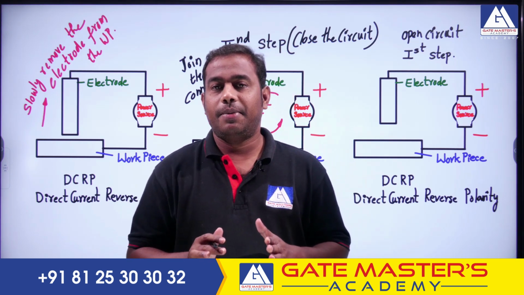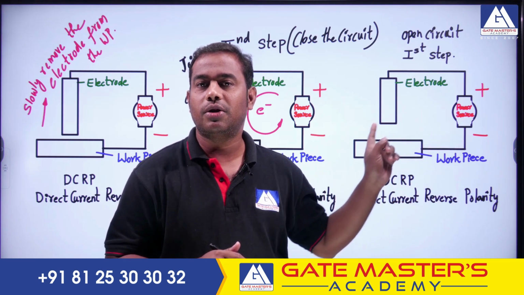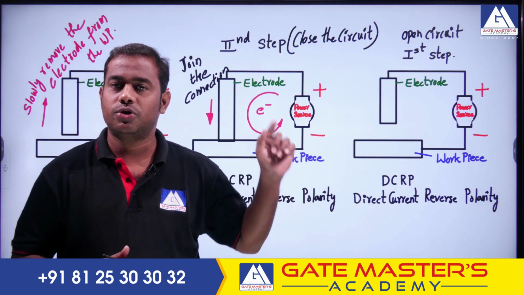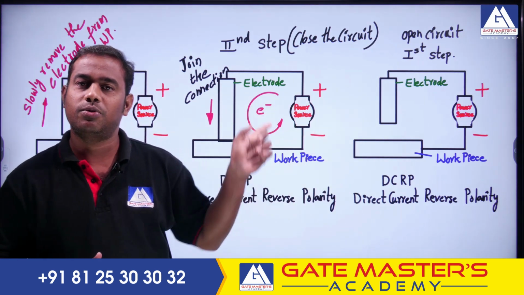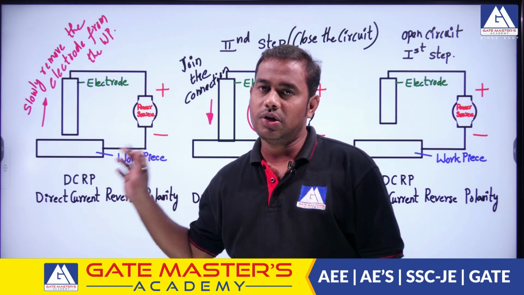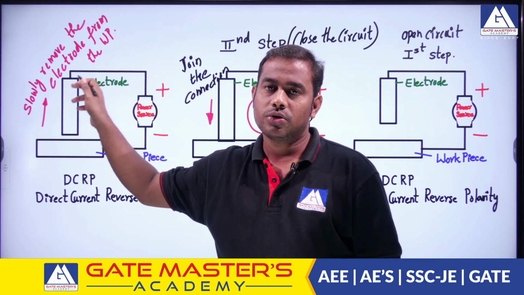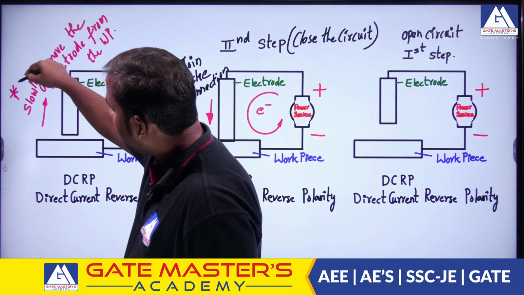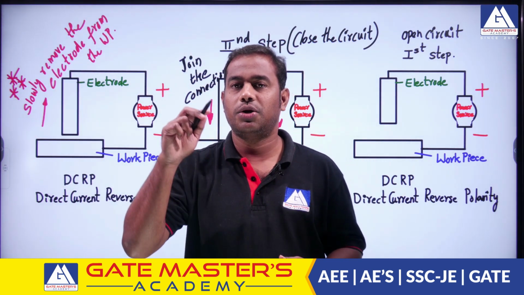In order to start the welding, first we have to give connections from one terminal to the electrode, and one terminal to the workpiece. Then we have to close the circuit. When you close the circuit, naturally the power source is on, so continuously the electrons will be moving from one post to the other. Then you slowly remove this electrode away from the workpiece. You should not do it very fast. The very important factor is slowly. So slowly you should try to remove it.